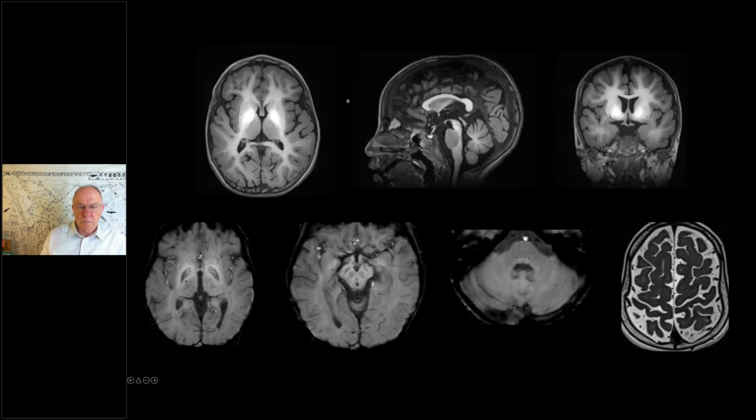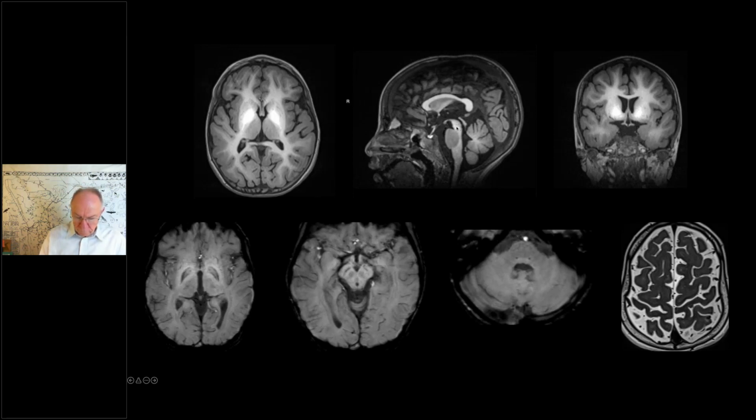Coming to the SWI sequences, there is some abnormal mineralization for a 5.5-year-old child in the bilateral globi pallidi and also in the substantia nigra. The rest of the white matter and the cerebellum does not demonstrate any blooming foci. And on the sagittal images, what you can appreciate is that there is sparing of the pons, whereas the dorsal brainstem, the dorsal pons, is involved, demonstrating T1 hyperintensities.